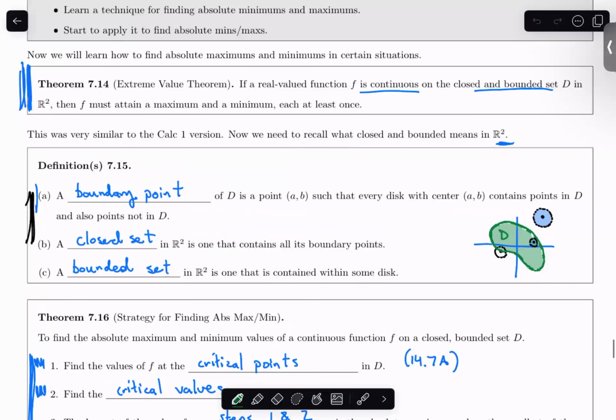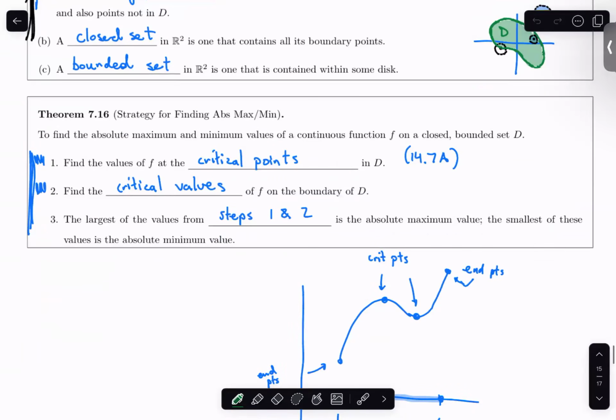The extreme value theorem is nice and all that, but it doesn't tell us how to actually find them. It says that, yes, they exist, they're out there, but it doesn't give us a technique for how to actually find our mins and maxes. That's what this theorem right here is about. You need to find critical points. Then you need to find critical values on our boundary.